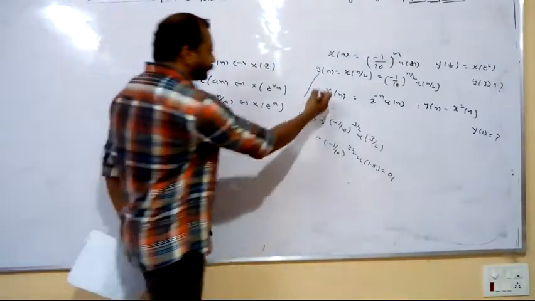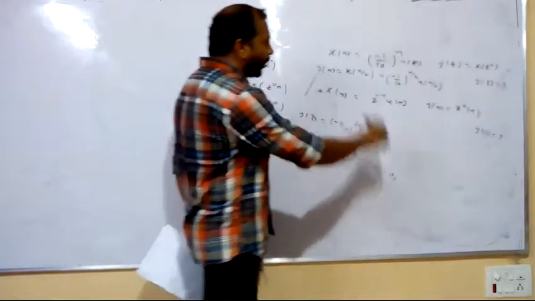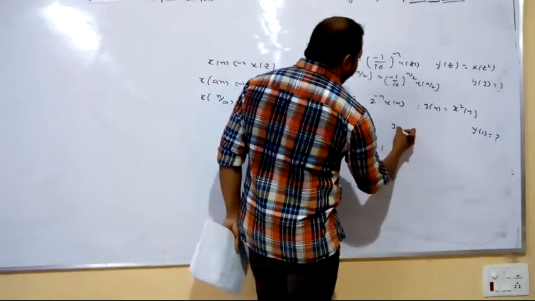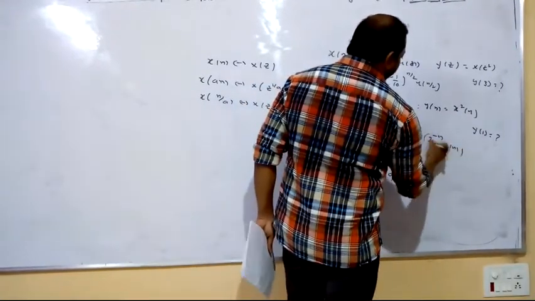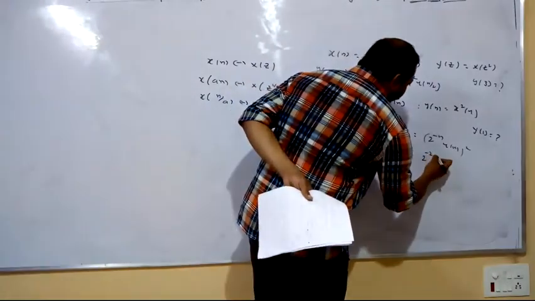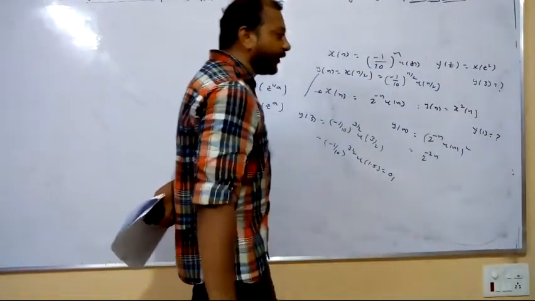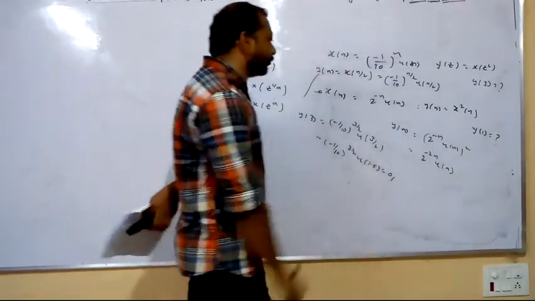Coming to this one, x of n is equal to this one. They have given y of n is equal to x square of n. Directly you can write y of n is equal to 2 power minus n into u of n whole square. This value is equal to simply 2 to the power minus 2n. U square of n is equal to u of n only, since 1 square is equal to 1 only. So 2 power minus 2n u of n.